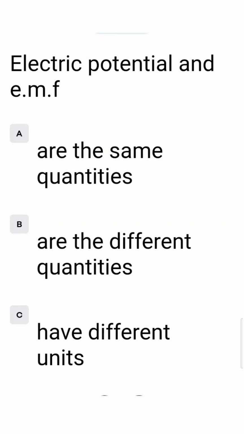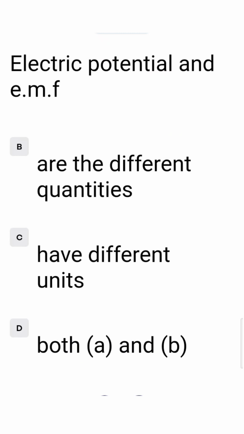Electric potential and EMF: A: are the same quantities, B: are different quantities, C: have different units, D: both A and B. The correct answer is electric potential and EMF are different quantities, that is option B. So we tick option B.